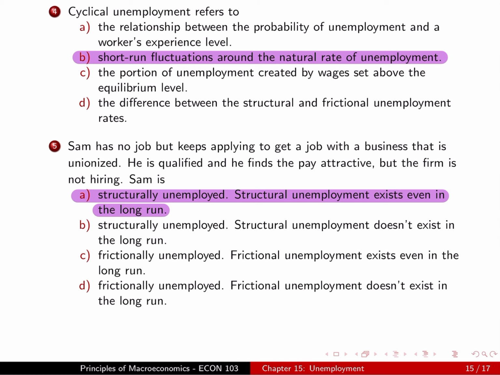Structural unemployment occurs when there is a mismatch between the skills that workers have and the skills needed for available jobs. In Sam's case, he is qualified and willing to work, but the firm he is applying to is not hiring, which indicates a surplus of labor in that particular market or sector. Additionally, structural unemployment typically lasts in the long run. So the answer is A. Sam is structurally unemployed. Structural unemployment exists even in the long run.